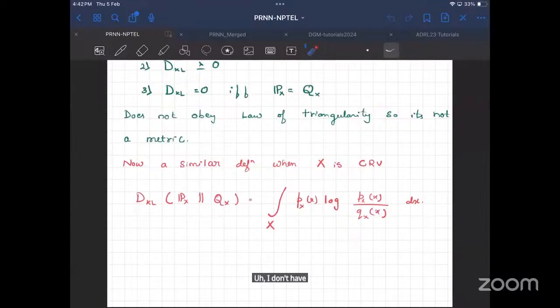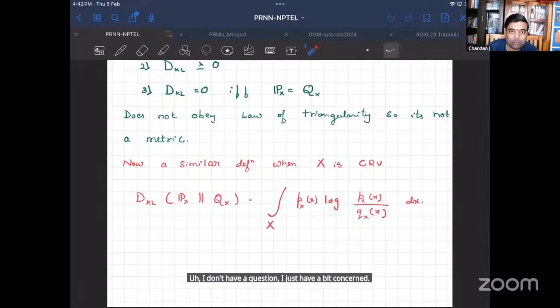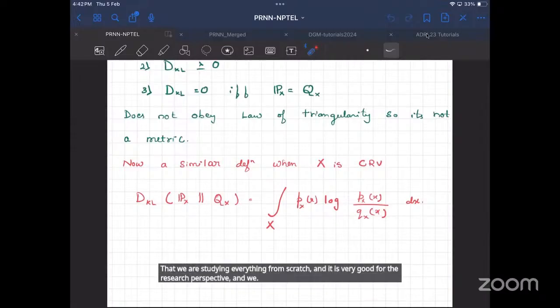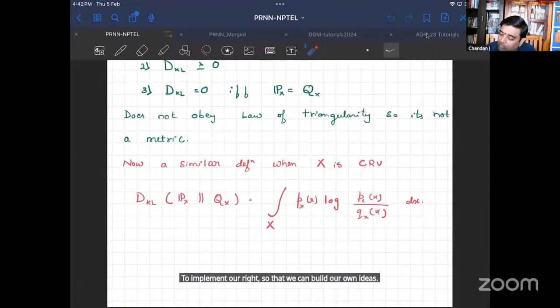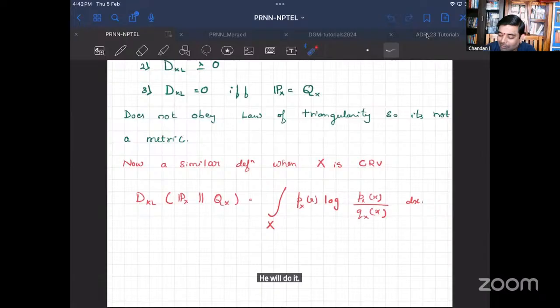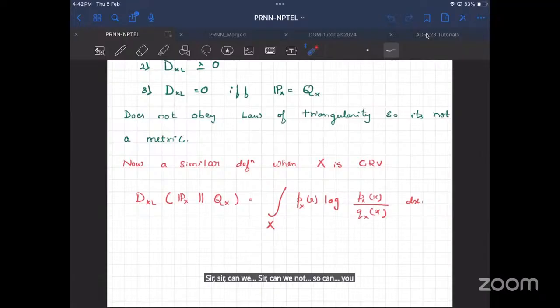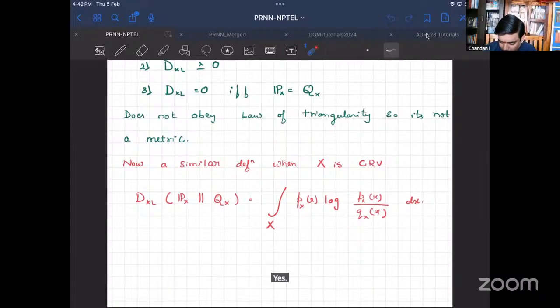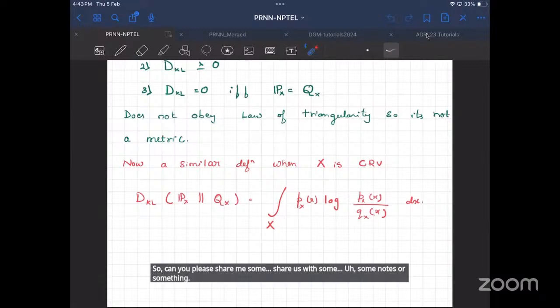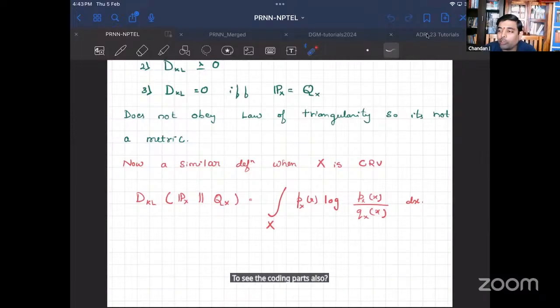I don't have a question. I just have a bit of concern that we are studying everything from scratch, and it is very good from the research perspective, so that we can build our own ideas. But sir, in research, we also have to code our experiments. Correct. You will do it. Can you share a PDF for the probability theory? Can you please share some notes or something to see the coding parts also? We will only do coding parts in tutorials. Don't worry.